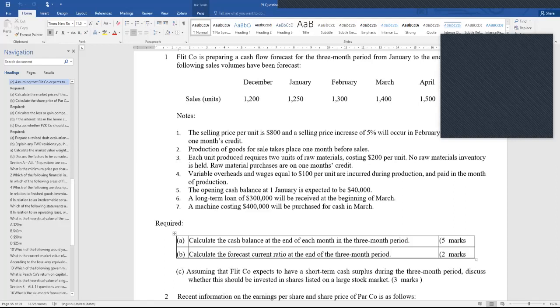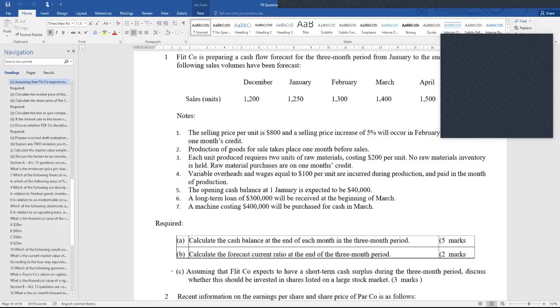Now, part C, since the company expects to have a short-term cash surplus during a 3-month period, discuss whether this should be invested. Now, that is a part we have not discussed yet. We shall discuss it alone. Okay, but I think I still mention it. Since we do have this short-term cash surplus, where do you invest money? Should you invest in shares? Should you invest in T-bills? Where is the best investment?